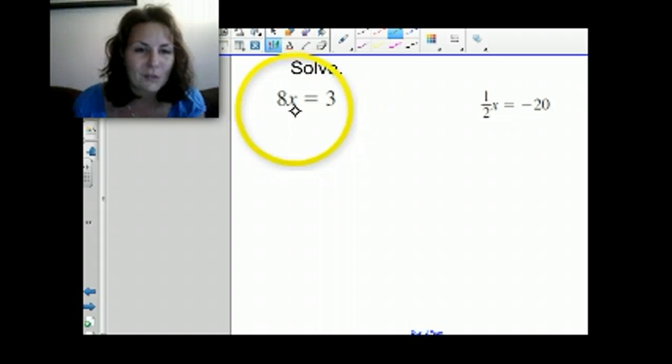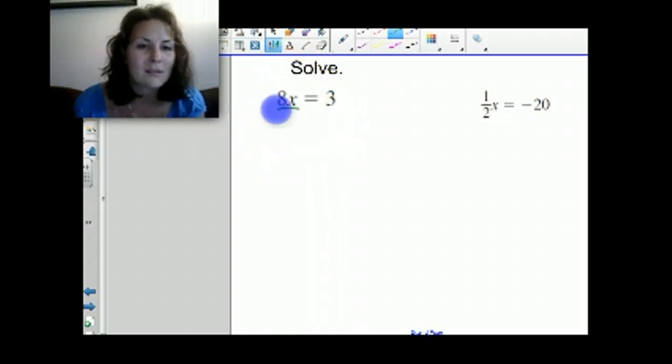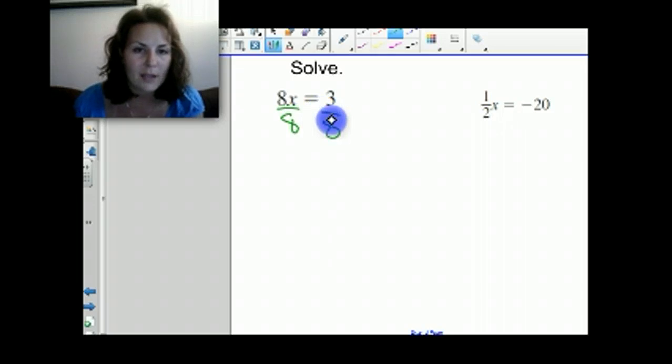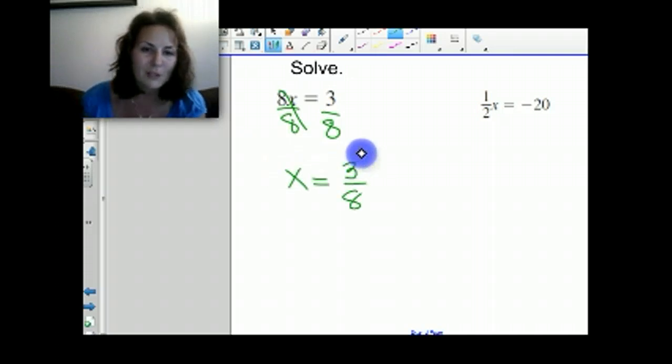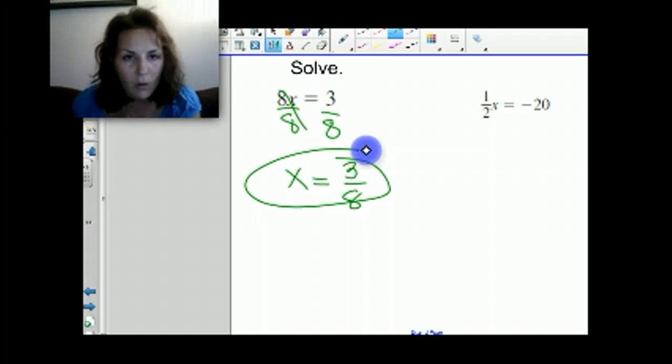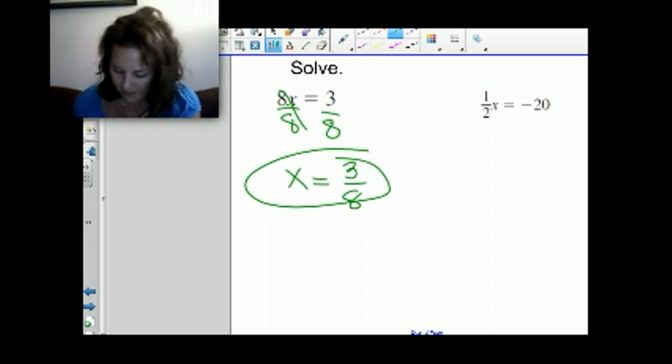8x equals 3. 8 times x. We undo multiplication with division. And what we do to one side of the equation, we do to both. 8 divided by 8 is 1. So I'm left with x equals 3/8. Should we turn that into a decimal? No. That's a waste of time.